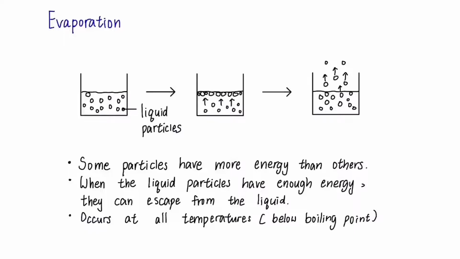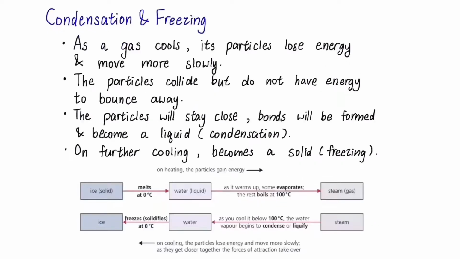Thirdly, evaporation. One important thing to note is that evaporation occurs at all temperatures, even below boiling points. This is possible as some particles generally have more energy than others, and have the energy to break through the bonds and escape from the surface of the liquid. Next, we have condensation and freezing. These processes are the opposite of boiling and melting, and at this time, energy is lost from the particles. Once the particles lose their energy, they will move more slowly, and even if there are collisions between the particles, they will not have the energy to bounce away from each other.